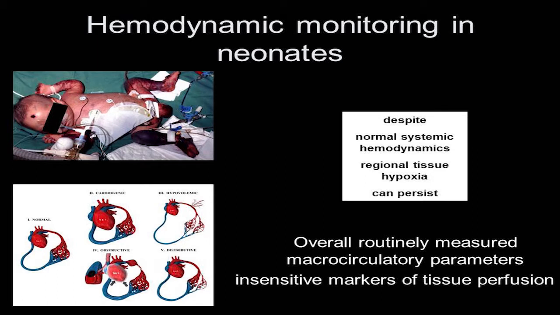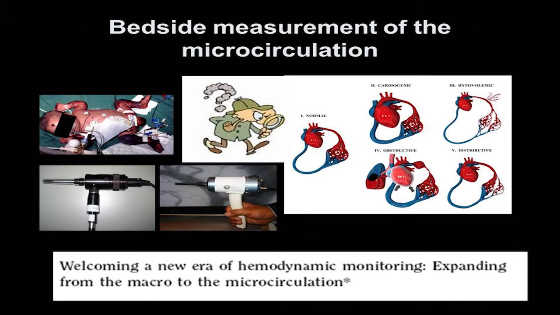And I'm just going to repeat myself because I think this is critically important to take home today from this talk: despite normal systemic hemodynamics, regional tissue hypoxia can persist. And overall, routinely measured macrocirculatory parameters are very insensitive for tissue perfusion. So it's time that we expand our monitoring from the macrocirculation to the microcirculation. And over the last decades, new techniques have come into place that can visualize the microcirculation directly at the bedside.